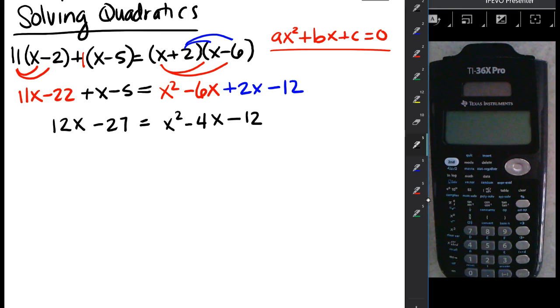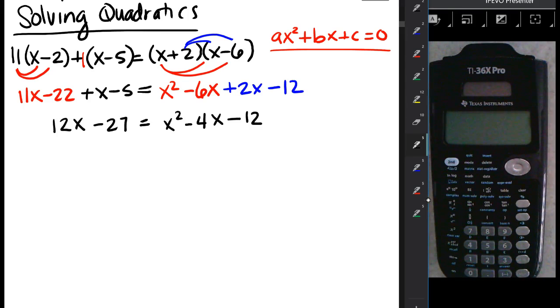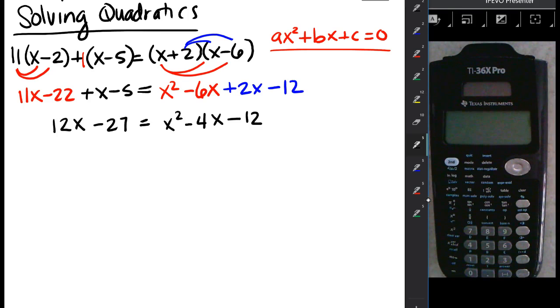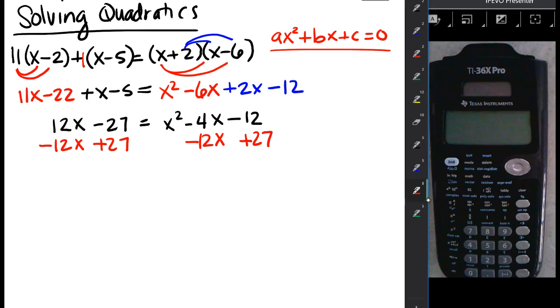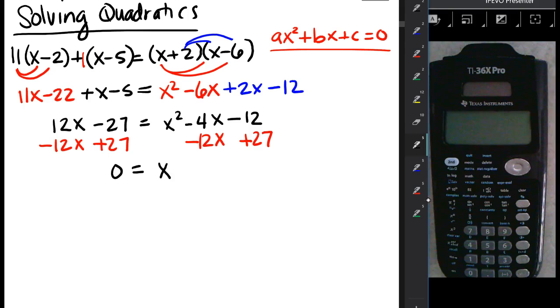Up to you. It does not matter which side we set equal to 0. I personally like the fact that our x squared has a 1 as its coefficient, so I'm going to make the left side of this equal 0. I'm going to subtract off 12x and add 27 so that those will cancel, and I'll do the same thing on the other side of the equation so that I'm being fair and put them under their like terms so that it's obvious what's happening. So now we have 0 is equal to x squared minus 16x plus 15.